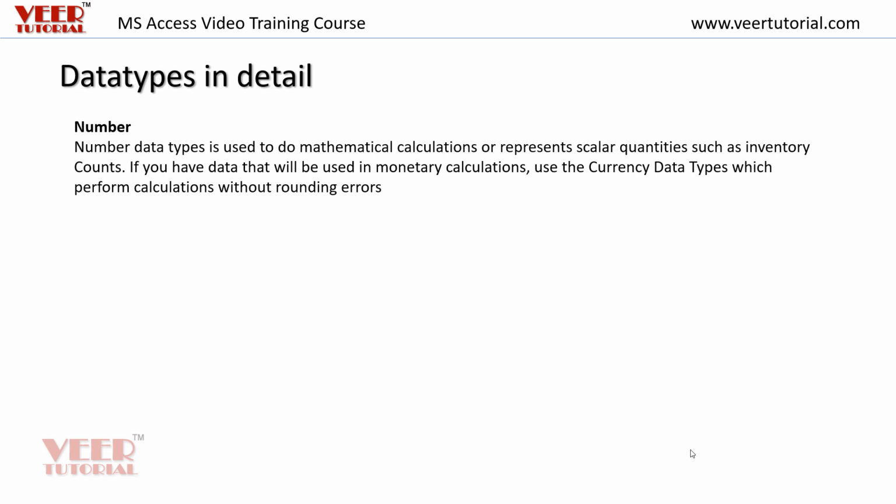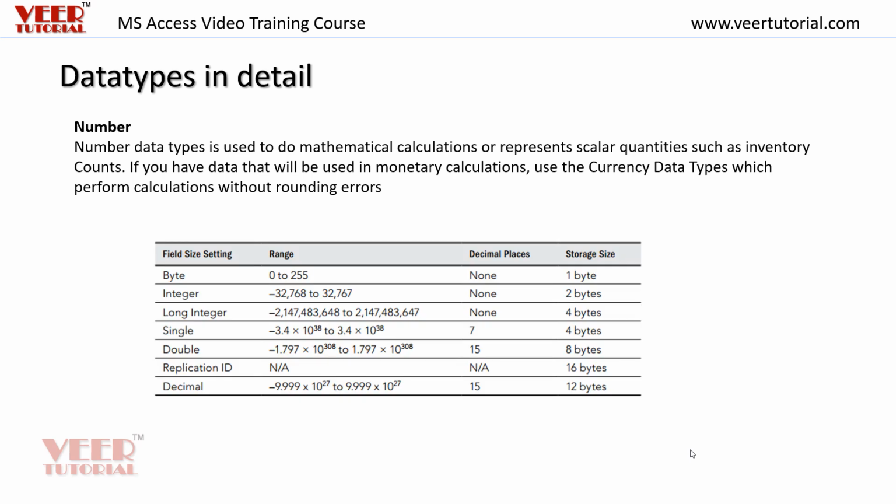Number data type is used to do the mathematical calculations or represent scalar quantities such as inventory counts. If you have data that will be used in monetary calculations, I suggest using the currency data type, which performs calculations without rounding errors. When we select numbers, we need to select the field size as well. By default, it would be integer. If we have numbers within this range, select integer. If it is very long numbers, then select long integer.